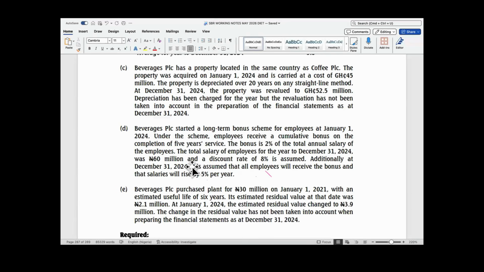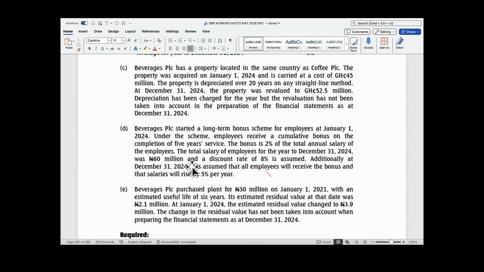So for that reason, using the projected unit credit method, we will need to accrue for the current year bonus alone. Okay, for the current year bonus alone. In the sense that we won't say we are owing you the entire amount today, because we are not. It's until you complete 5 years service before we can give you.